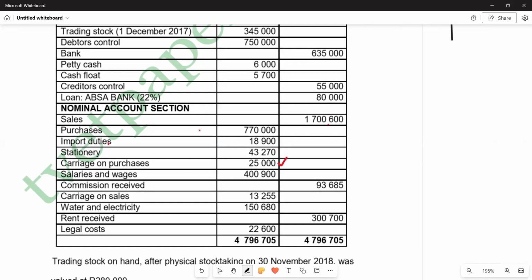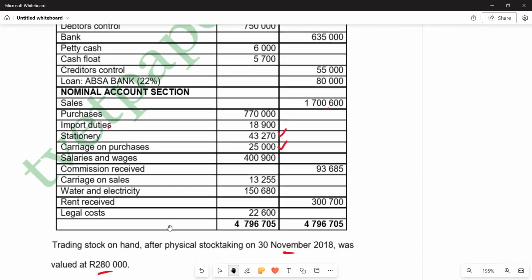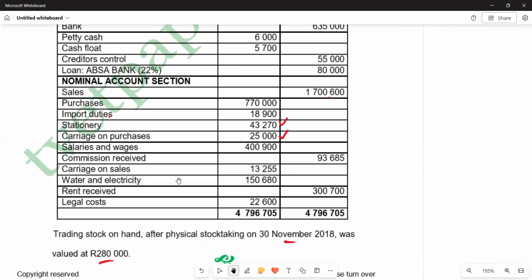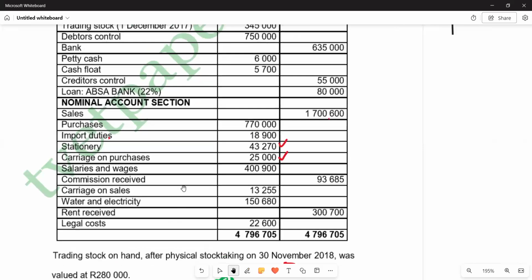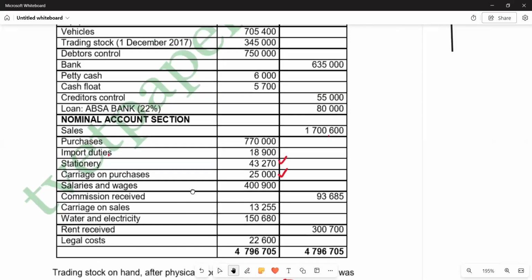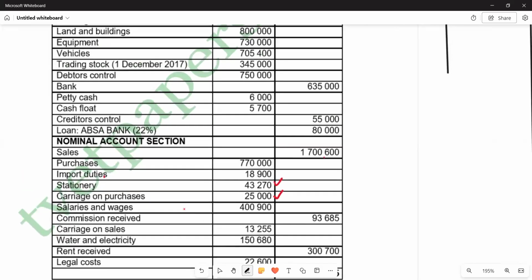For stationery, we are supposed to check in the additional information. Stationery is 43,270. But if we check, we don't have anything in our additional information. If we had additional information, I would have to do some adjustments if necessary. So in this case, we just assume the stationery that was bought is the expense. Remember, the stationery that is used during the period will be the expense.